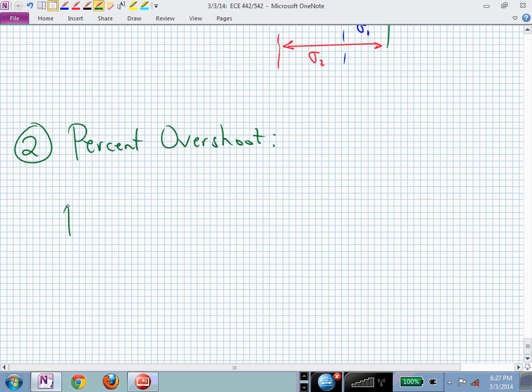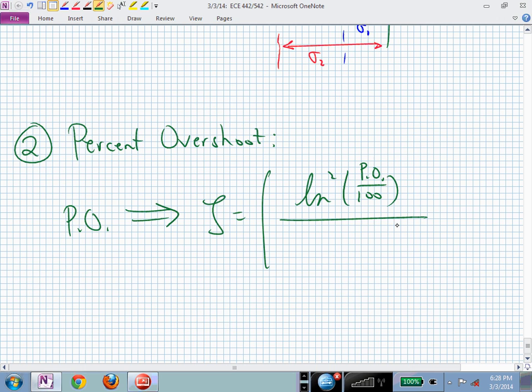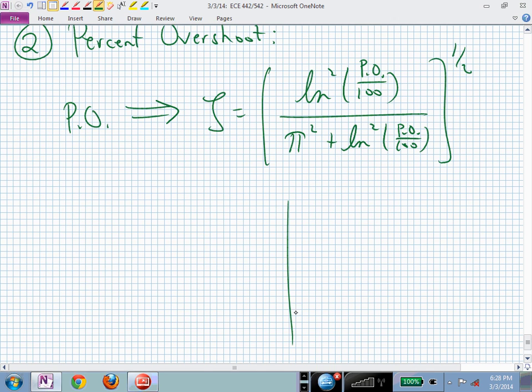Our percent overshoot, now, if I give you a percent overshoot, you could compute zeta from that formula that I gave you. That was the natural log of PO over 100. There your percent overshoot is in percent: if 10%, it's 10; 5%, it's 5; 30%, it's 30. You divide it by 100. Pi squared plus natural log, all square rooted. Zeta then is associated with this angle.